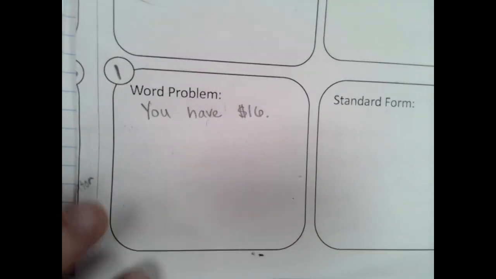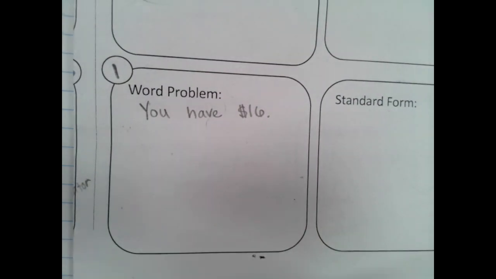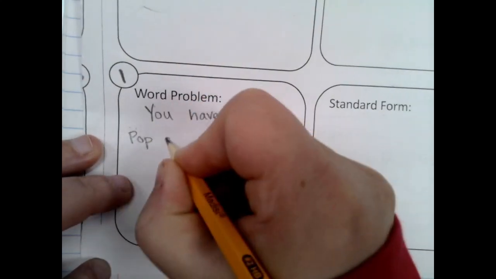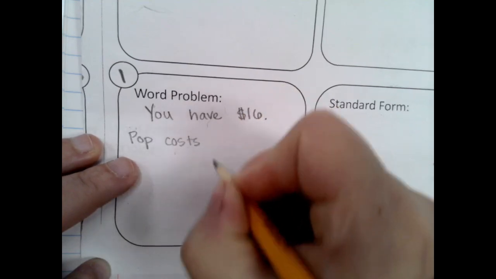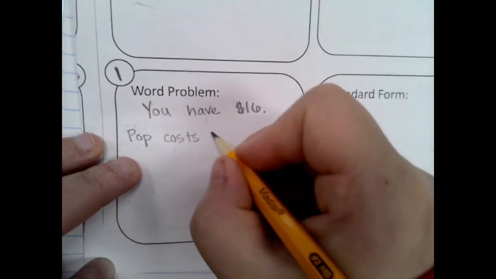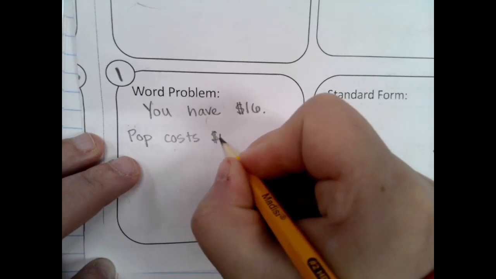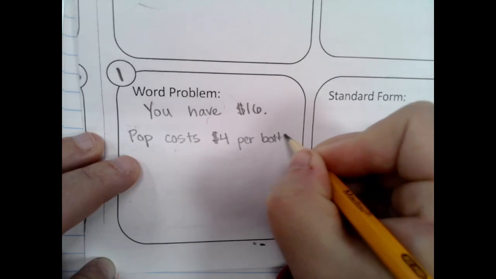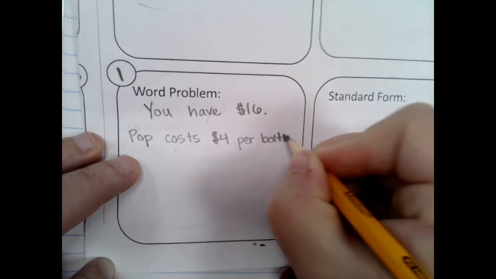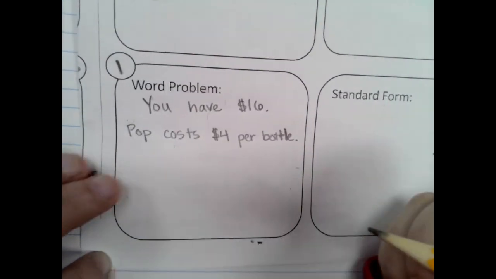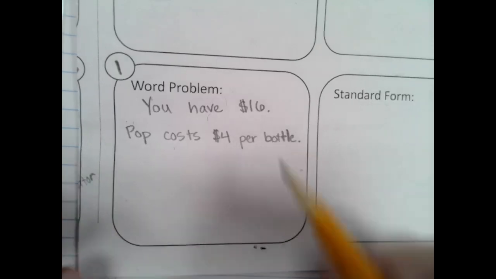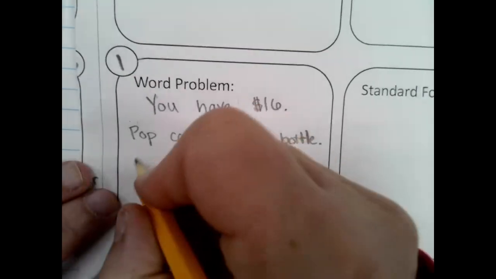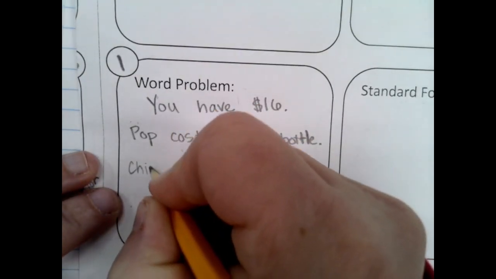You have $16. Pop costs $4 per bottle. And this one I'm giving to you. We're not making this up. Miss Morrell made it up. That says bottle. Pop costs $4 a bottle, and chips cost $2 per bag.